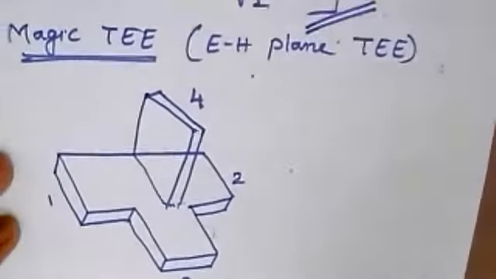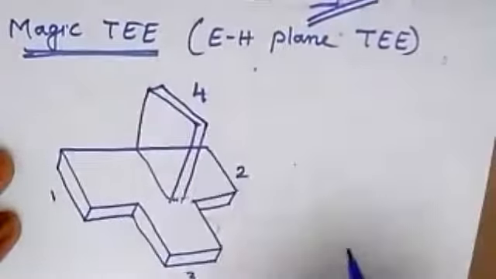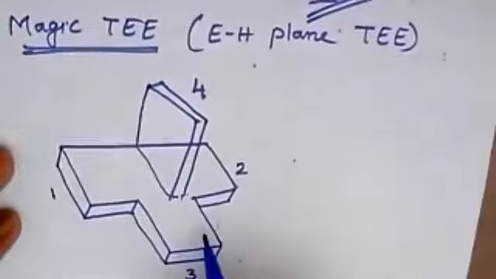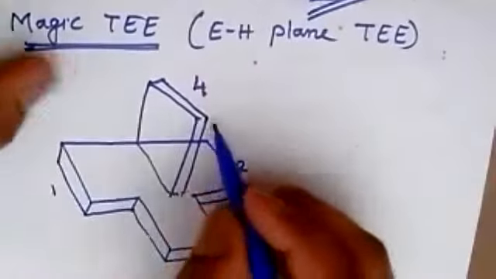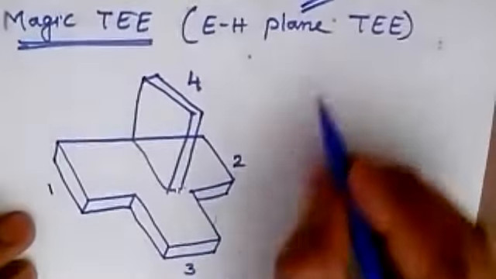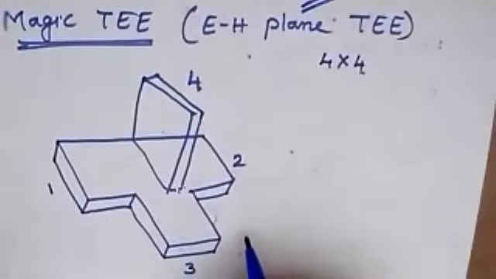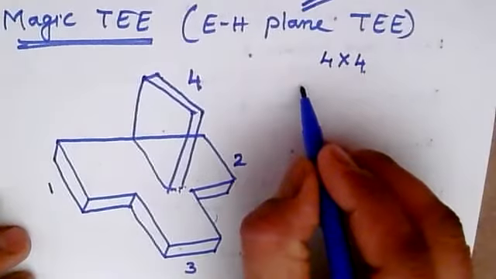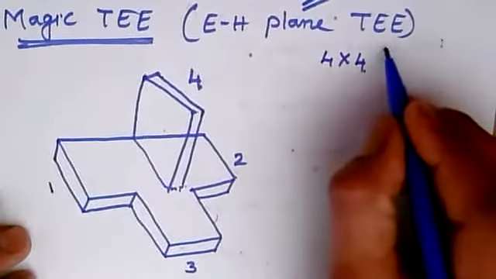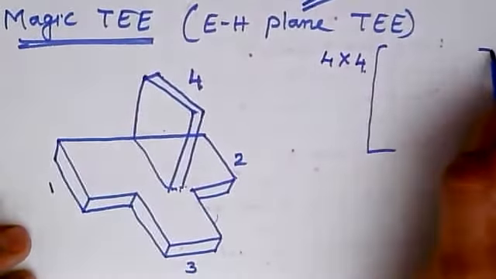Now let us start with the magic T. How are we going to derive a magic T expression? First of all, there are 4 ports, so it is a 4 by 4 matrix. For that, we need to write the combinations here, 4 by 4.